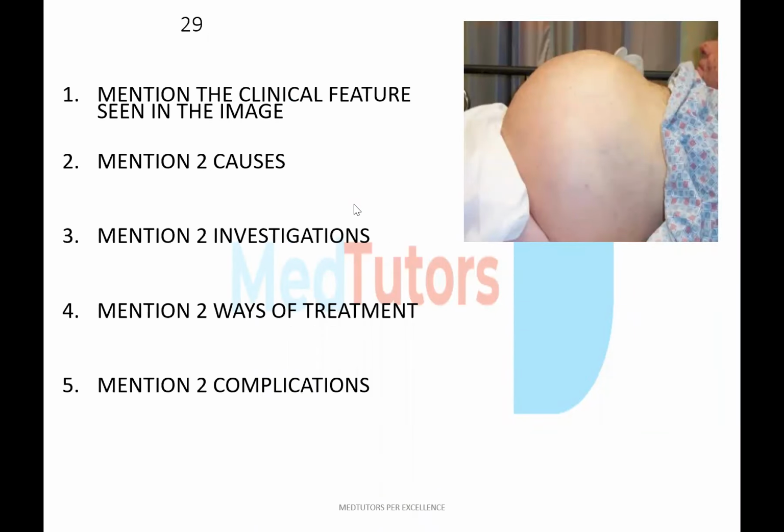All right. So we've done something similar to this. What can we see here? Ascites. Exactly. So 2 causes. Heart failure. Yeah. Liver cirrhosis.